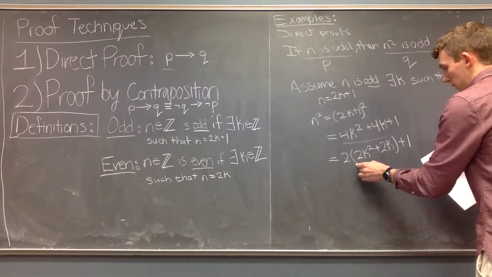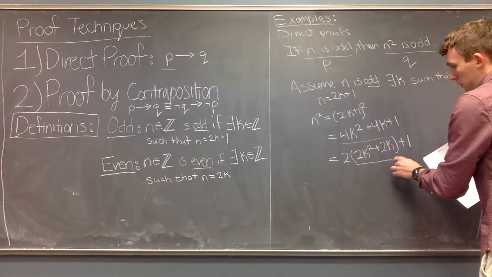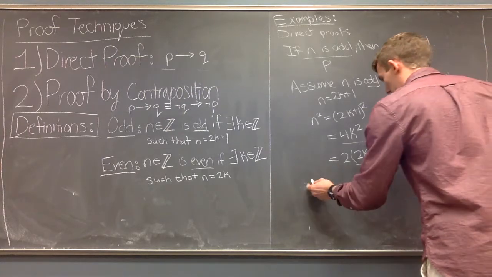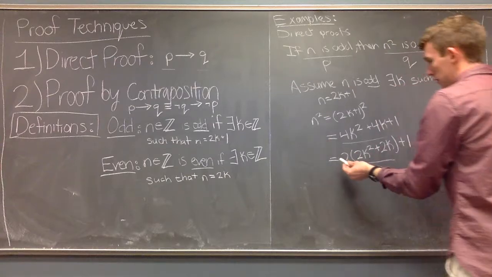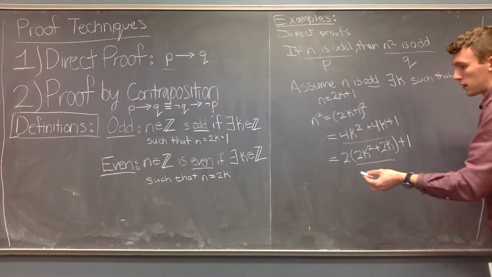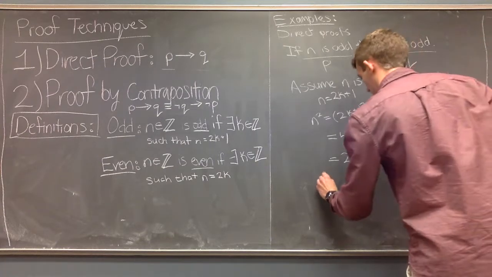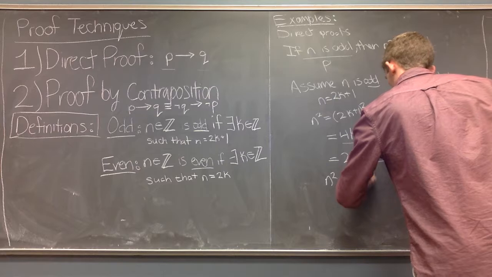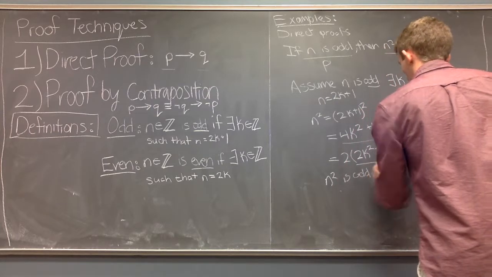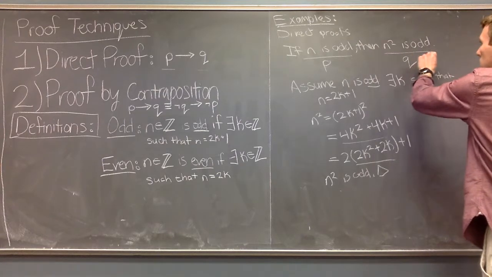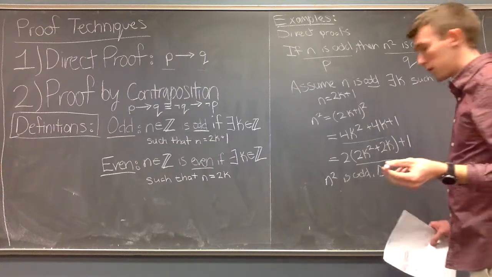So since we know that k is an integer, this means that also 2k squared plus 2k is an integer. So what this means is that n squared is 2 times some integer plus 1. So this means that n squared is also odd. And that's it. So we started with the fact that n is odd, and then we concluded that n squared is odd. So that's a direct proof.